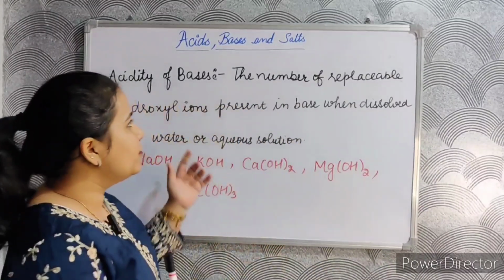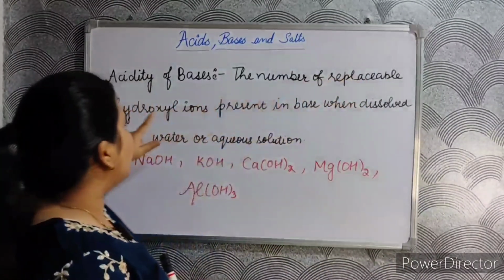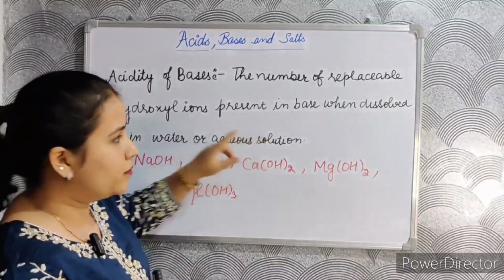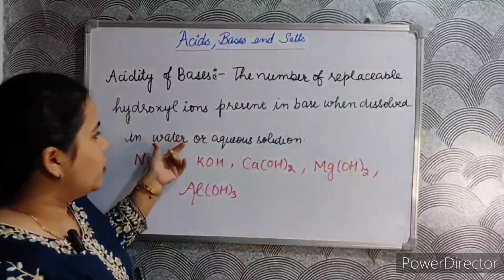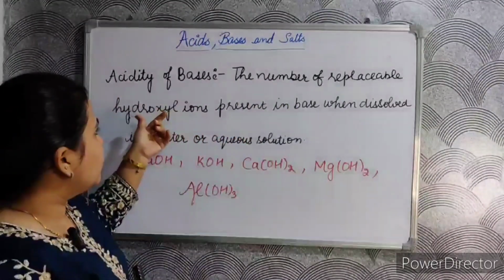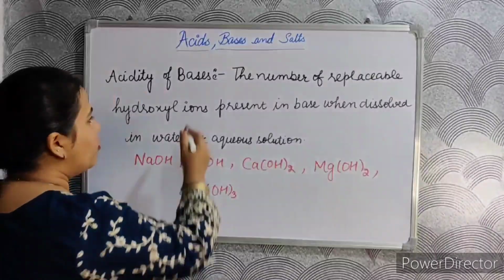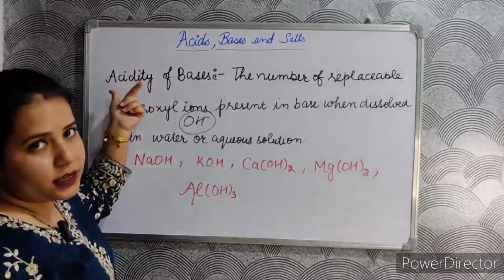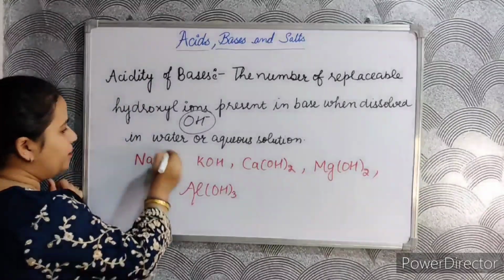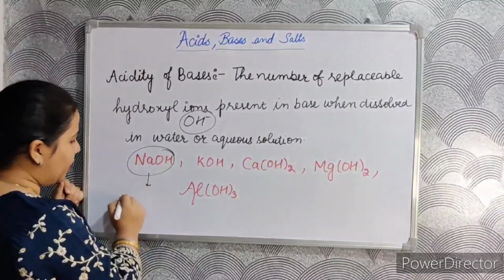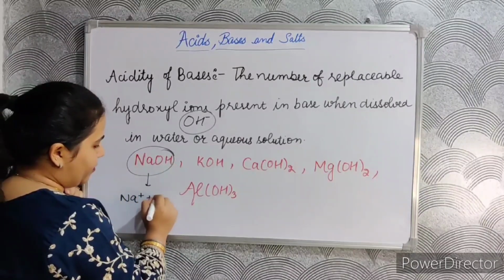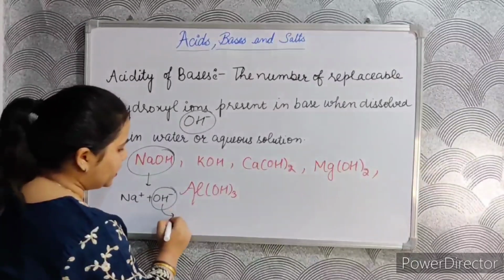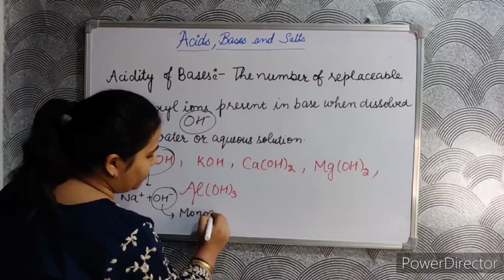Our next topic is acidity of base. Let's start with the definition. It is the number of replaceable hydroxyl ions present in a base when dissolved in water or aqueous solution. किसी भी बेस को वाटर या aqueous solution में ऐड करें तो कितने हाइड्रोक्सिल आयंस मतलब OH माइनस आयंस रिप्लेस किए जा सकते हैं, वो क्या कहलाएगी उस बेस की एसिडिटी. For example NaOH, when I put it in water, it will release Na plus and OH minus. Here one OH minus is released, so it is monoacidic base.